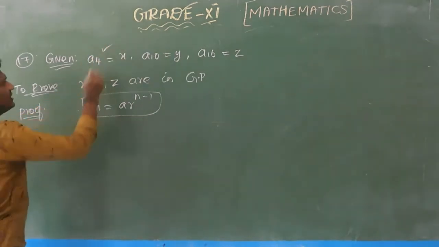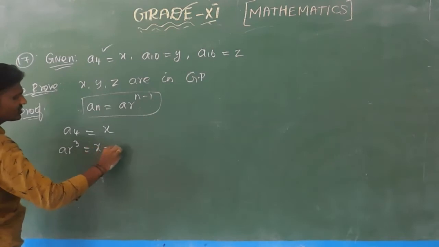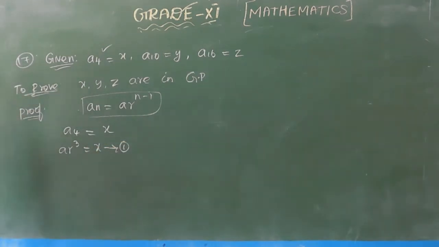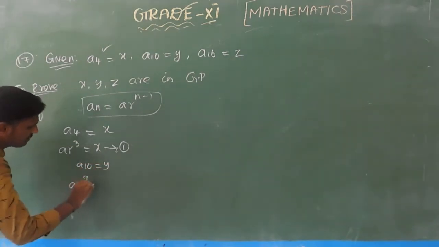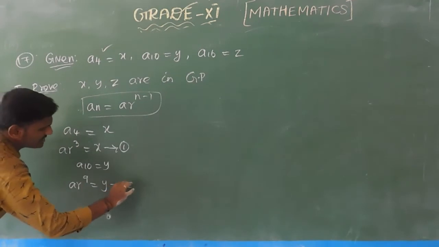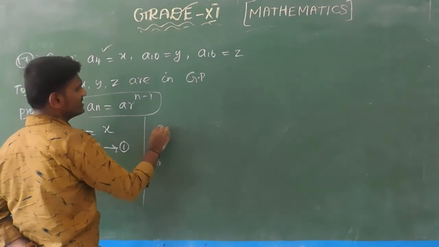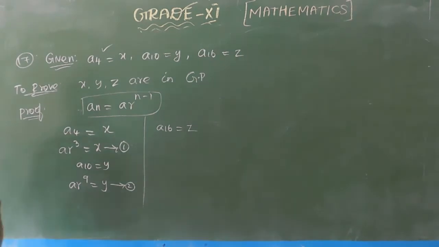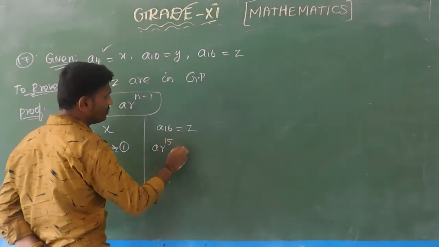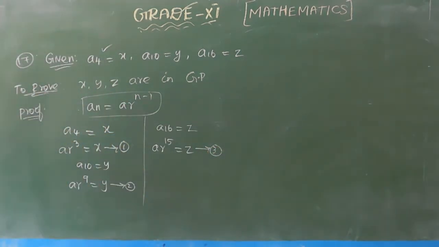So take the fourth term. a4 equal to x. Now ar cube is equal to x. Take as equation number 1. Coming to a10 which is equal to y, here ar power 9 is equal to y. Take as equation number 2. Now coming to the 16th term, a16 equal to z. The 16th term means ar power 15 is equal to z. That is your equation number 3.